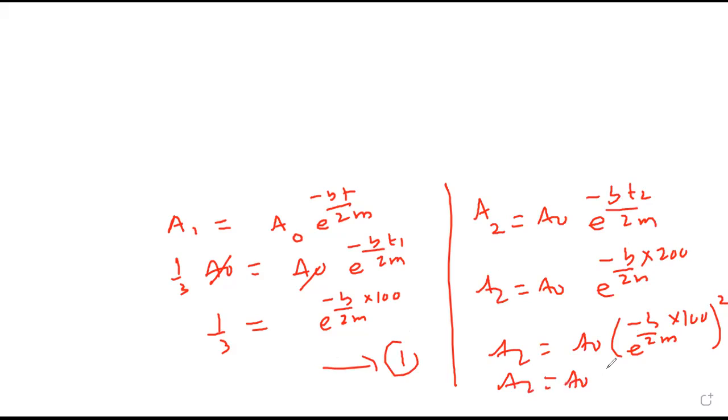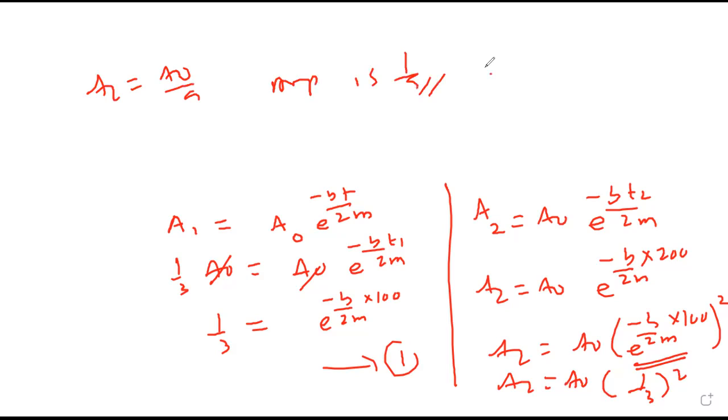So now this is A0, and this we calculated from first as 1 upon 3 square. So it will become A0 by 9. Therefore amplitude is 1/9. Very, very important sum. Option D. Amplitude becomes 1/9.